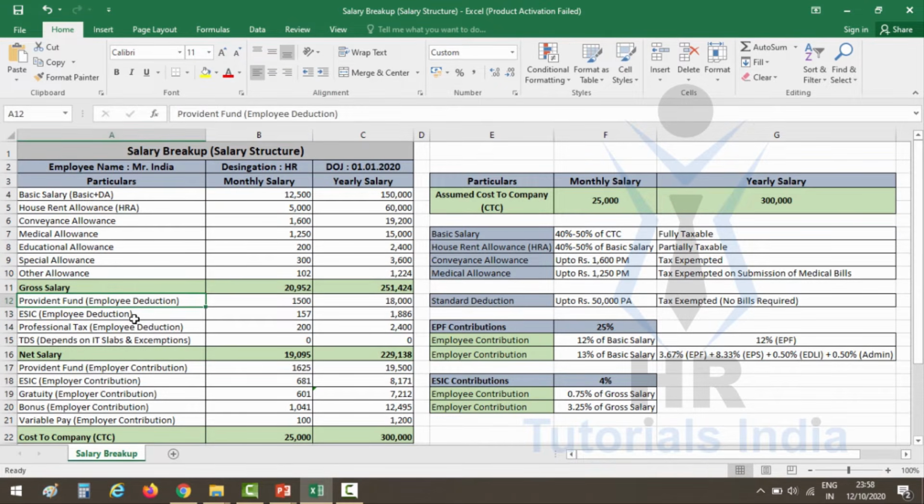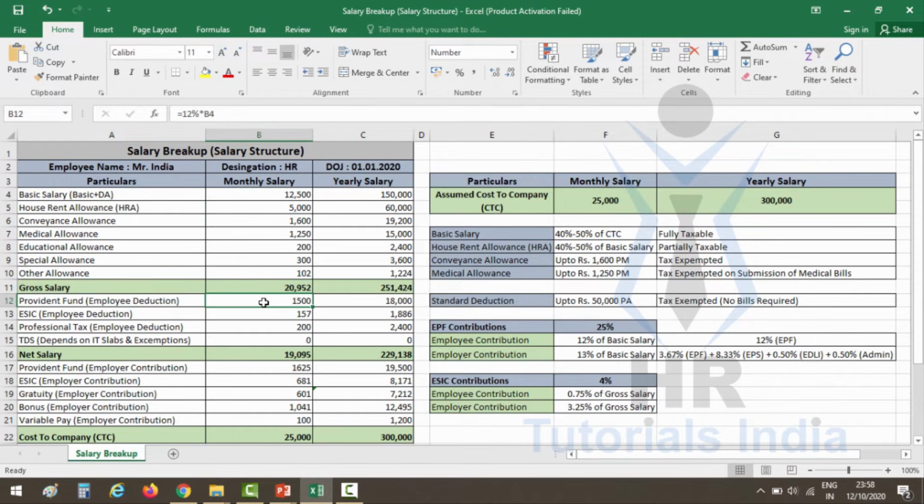Then comes the employee deductions. So these are the employee deductions. When we remove these employee deductions from the gross salary, net salary arises. Let us now see how employee deductions are calculated. First is employee provident fund.